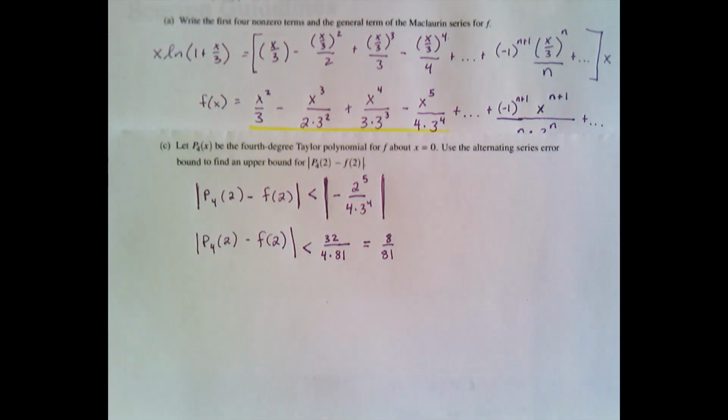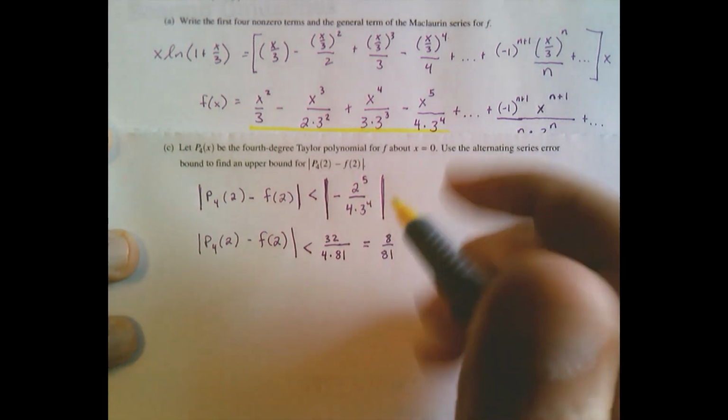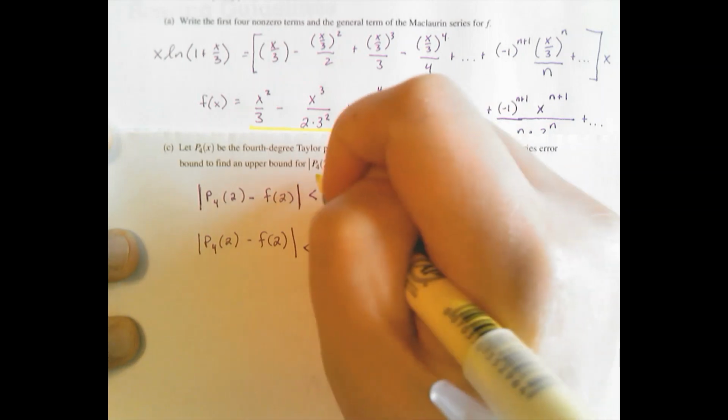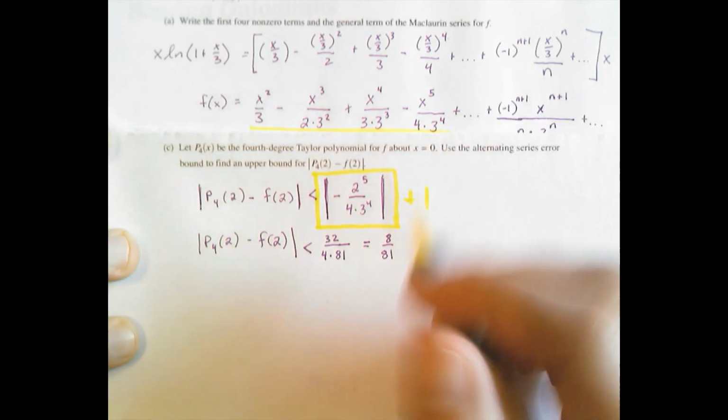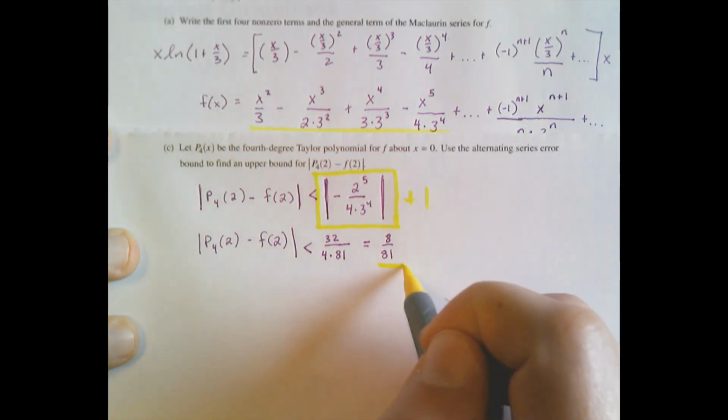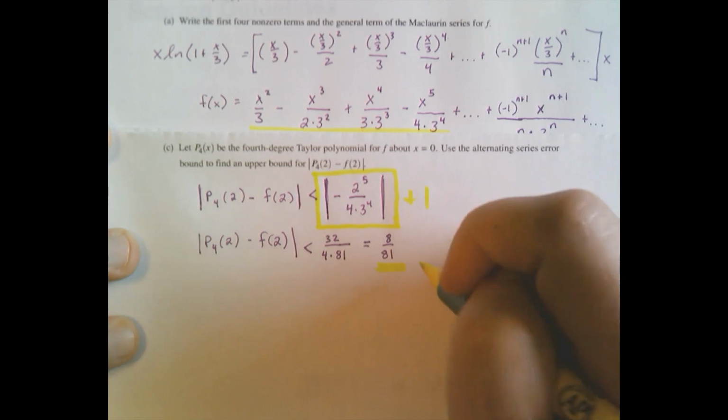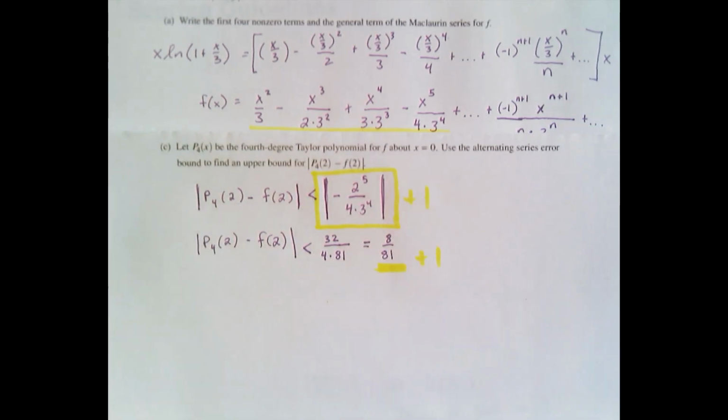This is worth 2 points. One point for using the 5th degree term as your error bound. So recognizing that the 5th degree term is what we need to use to calculate the error bound. And then the second point comes from coming up with that answer of 8/81ths.